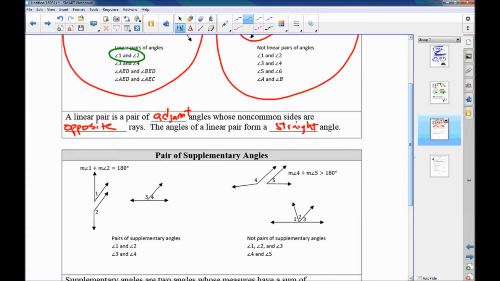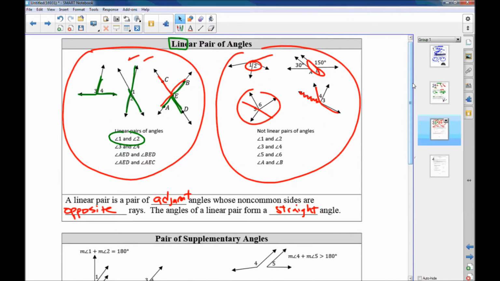Okay, so let's take a look back up here and see what we mean by that again. So we'll look at pair 3 and 4 here. All right, so 3 and 4 are adjacent. They share the side that's marked green and red. So this part right here is their side that's adjacent. Okay, and their non-common sides are opposite rays. So if you look at the non-common side, the red one over here and the green one over there, they're opposite rays. And opposite rays form a straight angle. And a straight angle is another way of saying a line. So that's what makes them a linear pair.